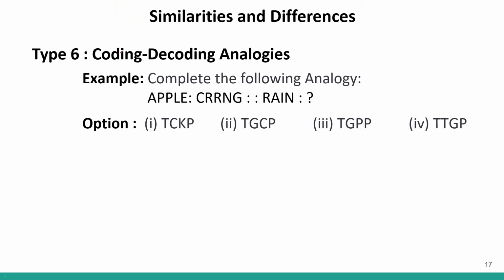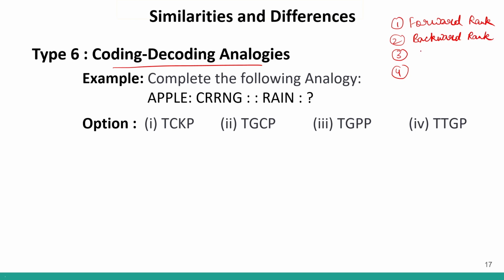Now, coding, decoding, analogies. This will also use the same concepts that we discussed, that is forward rank, backward rank, then opposite letters, and then the concept of loop. So it will use the same things. Now, we have to treat each element coded as a different element. And this is the first pair, and we have to find the second missing pair.